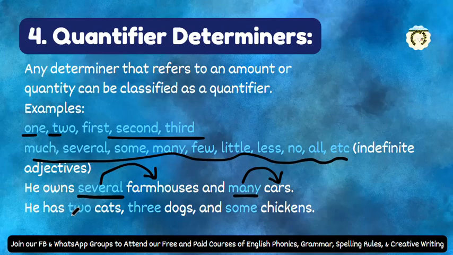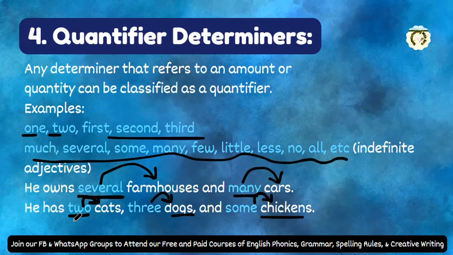He has 2 cats. Cats is the noun. 2 is giving you information about cats. How many cats? 2 cats. 3 dogs. Dog is a noun. 3 is giving information about dogs. And some chicken. Chicken is a noun. Some is giving you information about chickens.